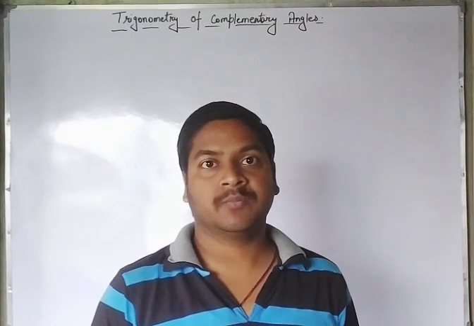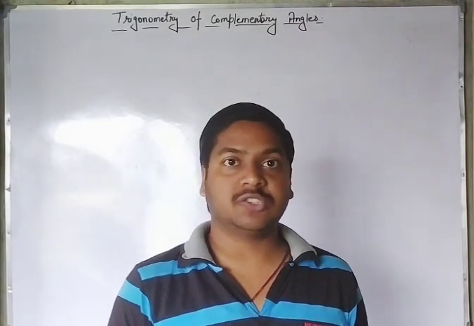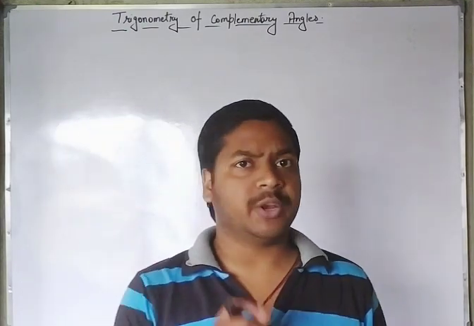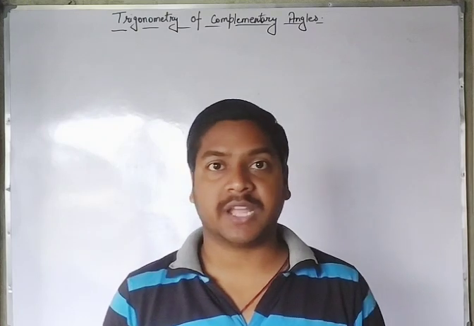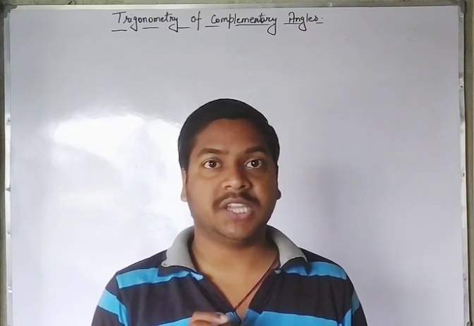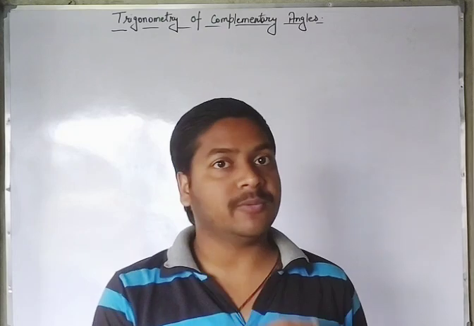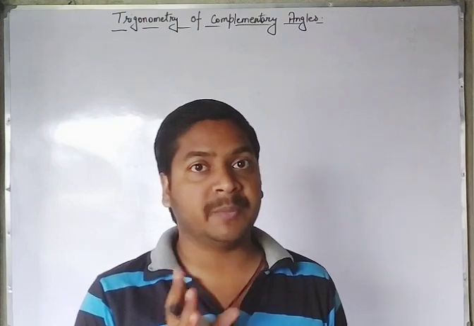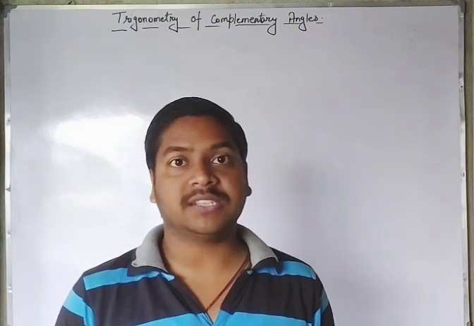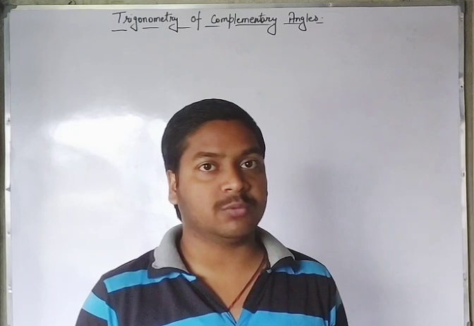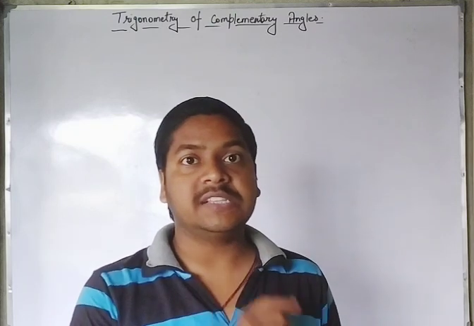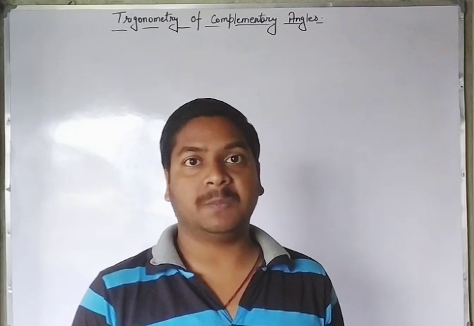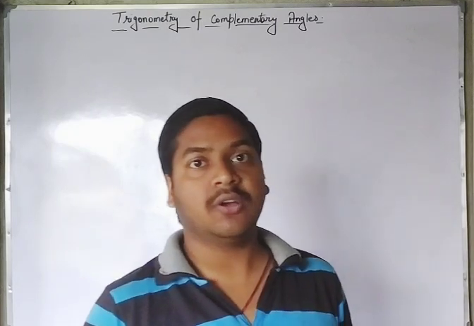Hello students, good morning. Today we will study the next topic of trigonometry, that is trigonometry of complementary angles. We know very well what complementary angles are. If the sum of two angles is equal to 90 degrees, then each angle is said to be the complement of the other, such as if A plus B is equal to 90 degrees, then A is said to be the complementary angle of B, or B is said to be the complementary angle of A.